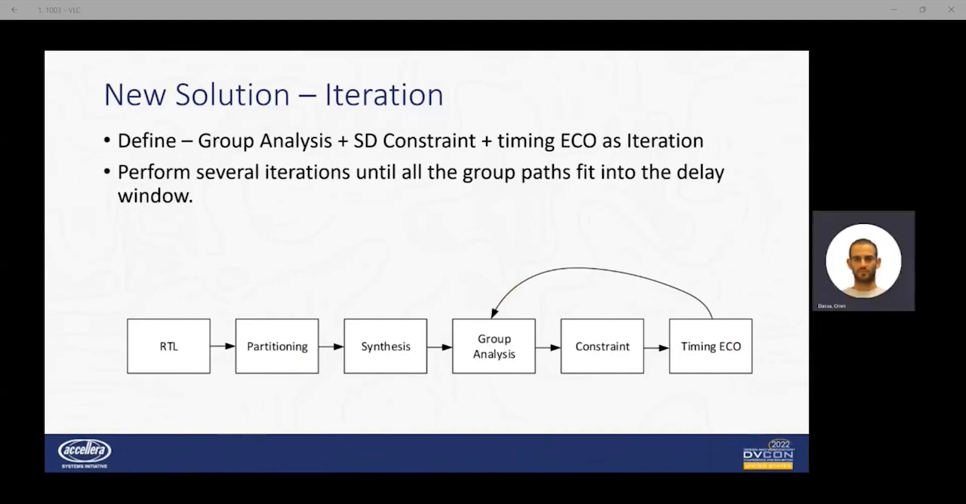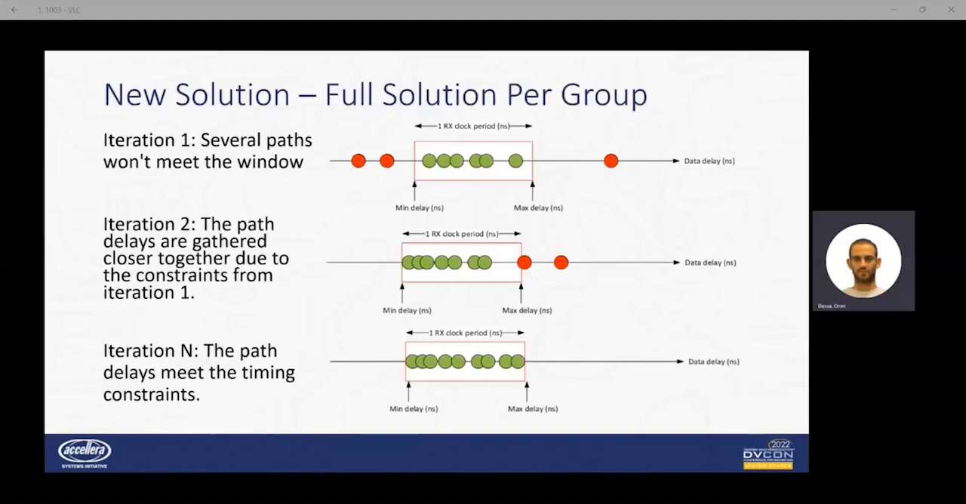So it looks something like this. At the first iteration, as we saw, we have several paths that are still outside of the delay window. But we made sure that the largest amount of paths possible are in this window. In the second iteration, you can see that first we chose a different window. We set a different constraint after this iteration.